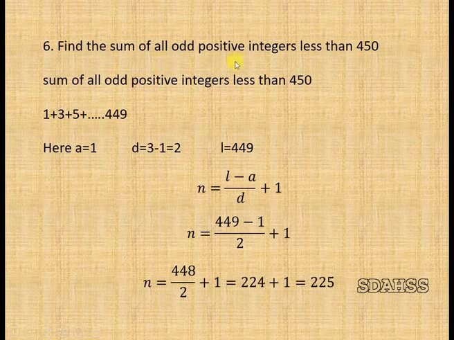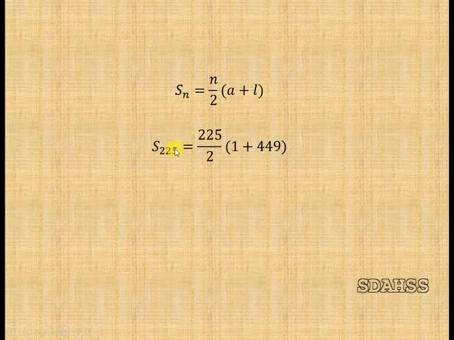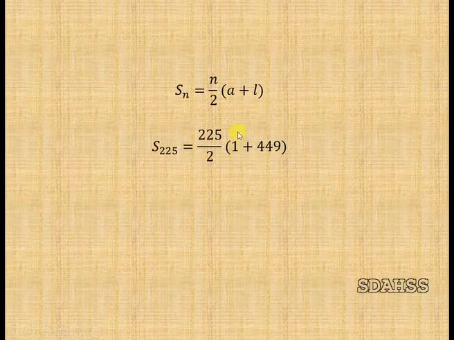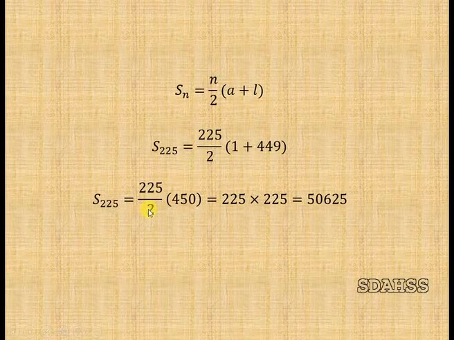Actually we want to find sum of all odd positive integers. So Sn is equal to n by 2 into a plus l. Here the last term is given, so you make use of this formula, n by 2 into a plus l. Substitute the values in this formula. So you have S 225 is equal to 225 divided by 2 into 1 plus 449, 450.